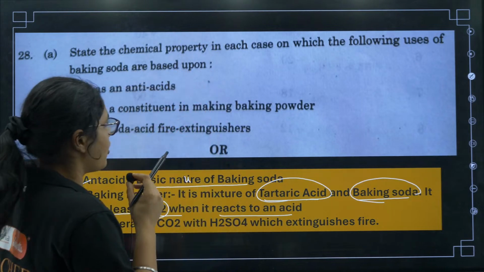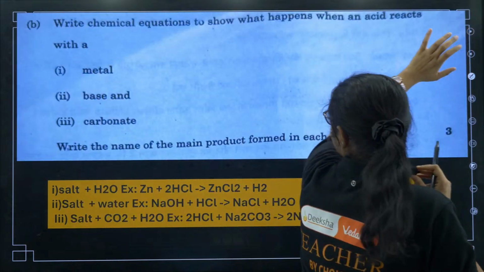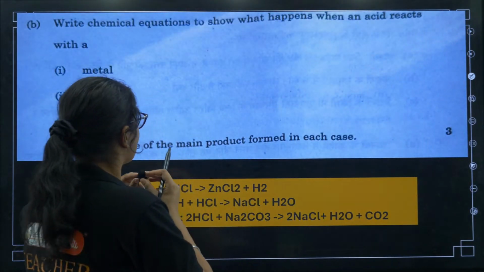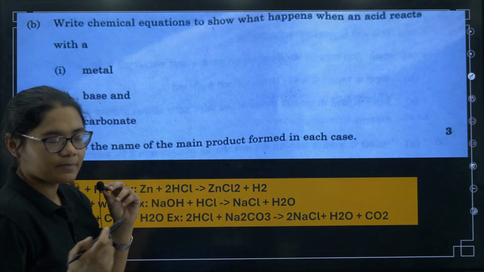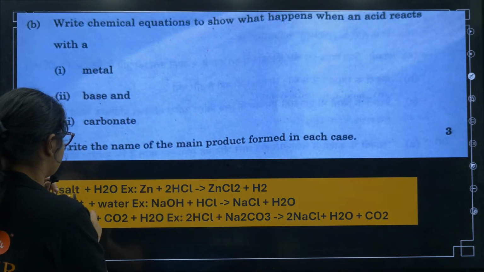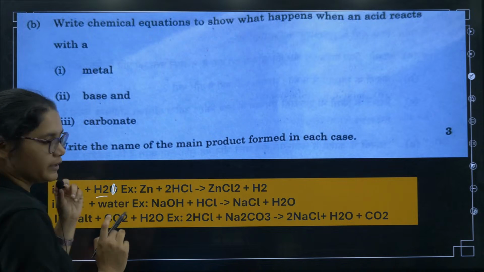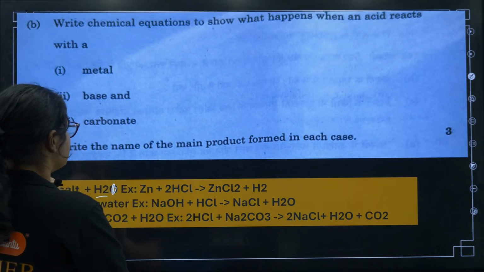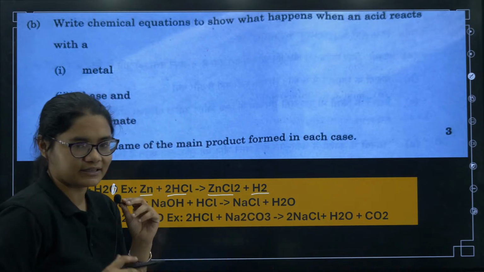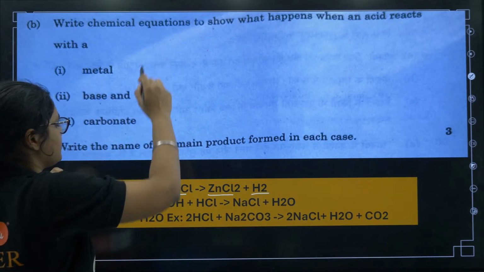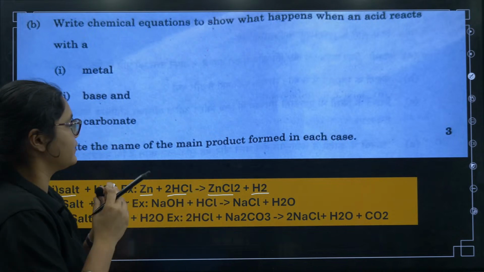Now here we have an OR question as well, where you have to write a chemical reaction to show what happens when an acid reacts with a metal. So if an acid reacts with a metal, you will get salt plus H2. Acid plus metal gives salt plus H2. Example, zinc plus HCl gives ZnCl2 plus H2. You have to write a chemical equation, so you can take any chemical reaction.